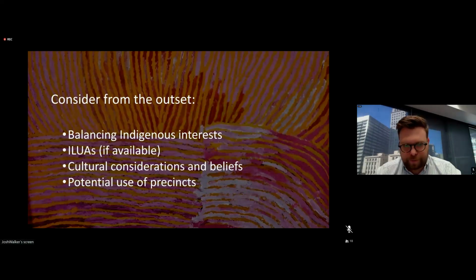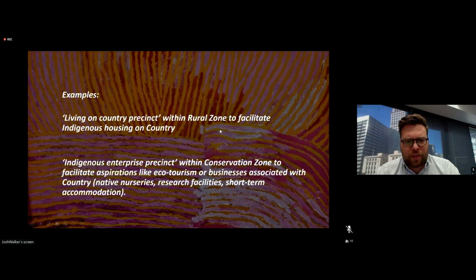Okay, zoning. I think it's really important to consider from the outset how you balance the Indigenous interests in the area, what the ILUAs are saying, if there are any ILUAs, whether they're relevant, any cultural considerations and beliefs, and potentially you could use an approach of precincts. There are some examples that I've come up with here and seen in other locations. There might be a living on country precinct within a rural zone, or an Indigenous enterprise precinct within a conservation zone to facilitate things like ecotourism.